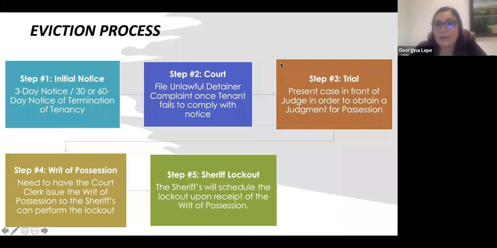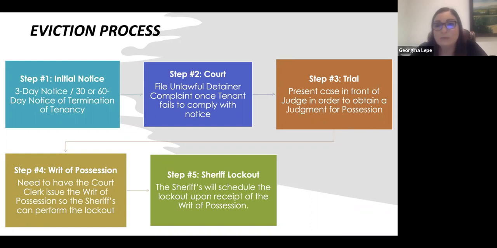Stephen, does LA County have restrictions on 30 or 60-day notice of termination of tenancy? Like I mentioned, the city of LA does. As far as the other cities within the county of LA, I do not know. You would have to look at the city that you're dealing with. There are a ton of cities. I couldn't look them all up.